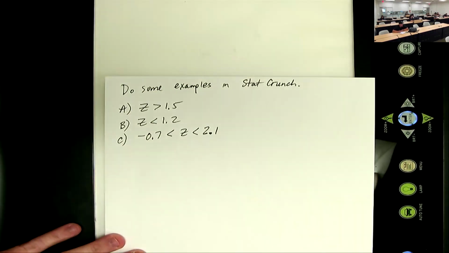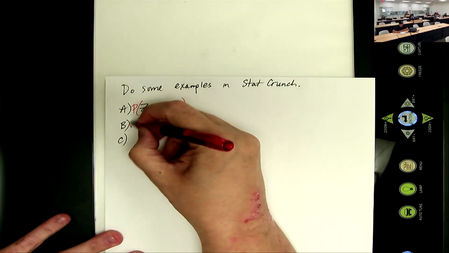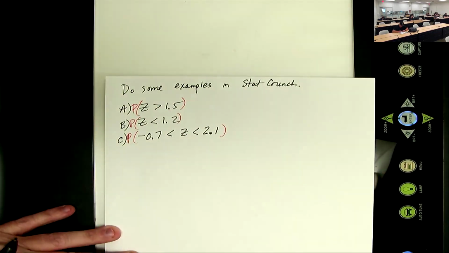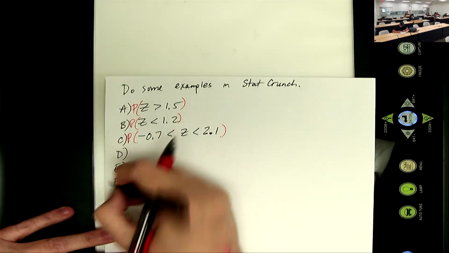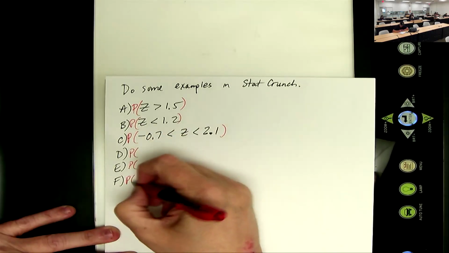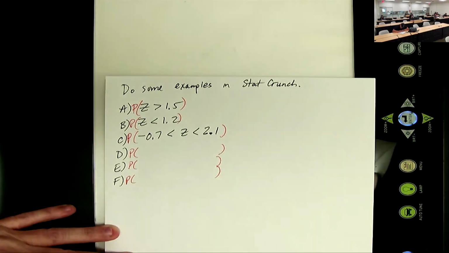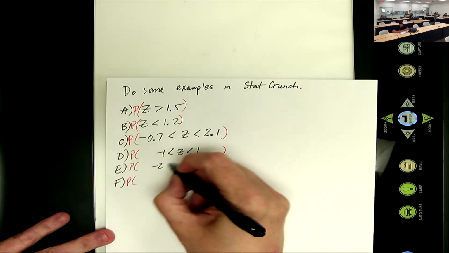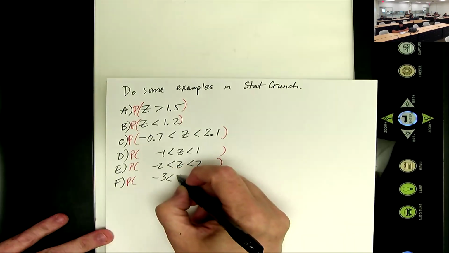And of course, to make it look like StatCrunch, I could put a P around this. We'll do -1 is less than Z is less than 1. -2 is less than Z is less than 2. -3 is less than Z is less than 3.